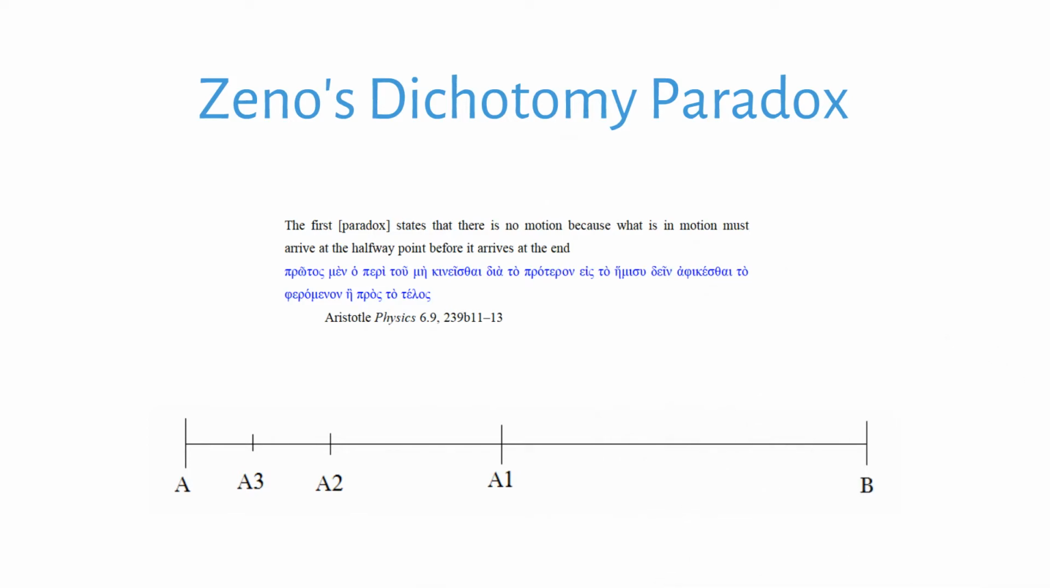To get from A to B, one must first reach the halfway point between A and B, namely A1. But to get from A to A1, one must first reach the halfway point between A and A1, namely A2. However, to get from A to A2, one must first reach the halfway point between A and A2, namely A3, and so on. Because this can go on forever, it seems that an infinite series of journeys must be completed before you can travel any distance at all. However, that seems impossible.